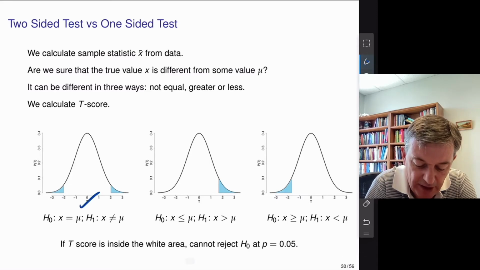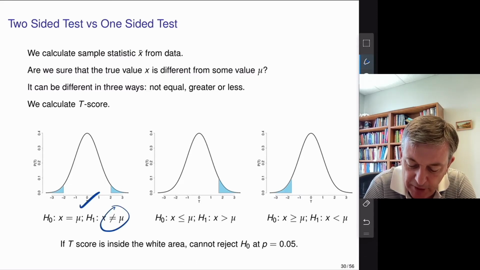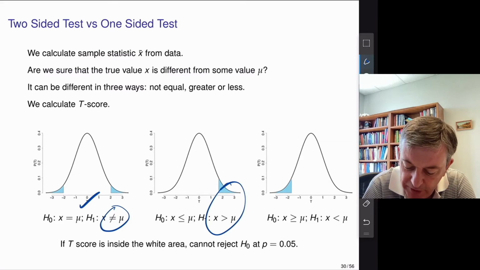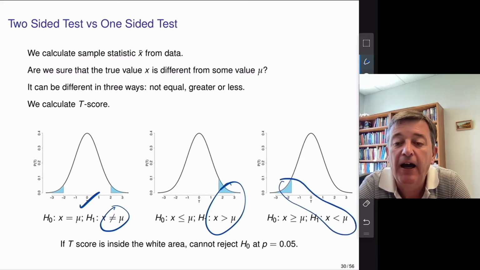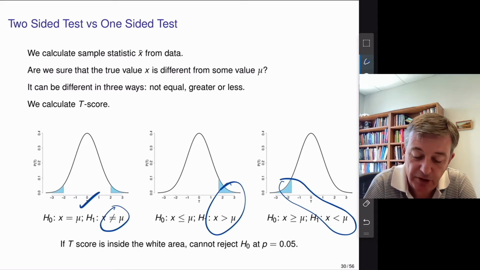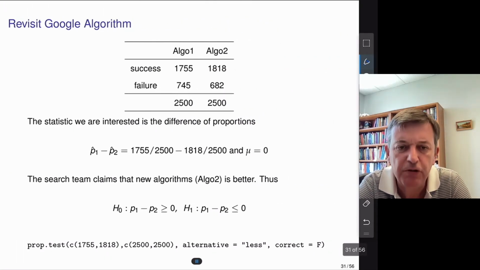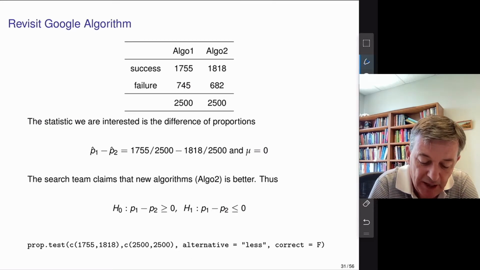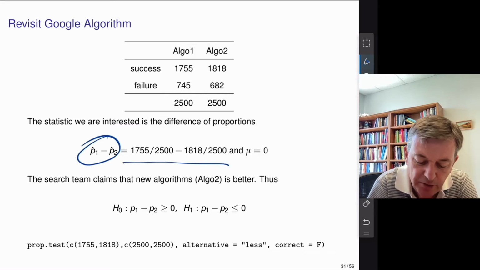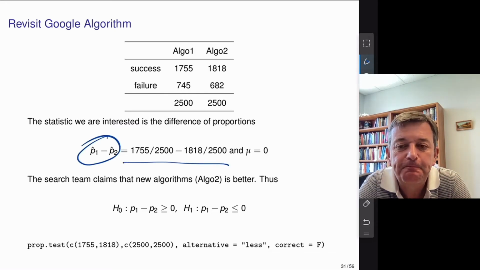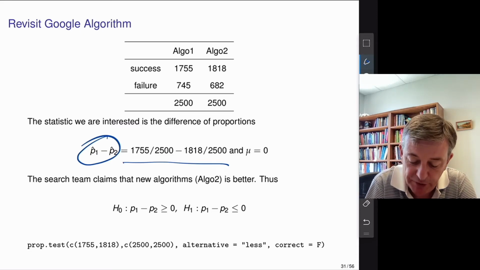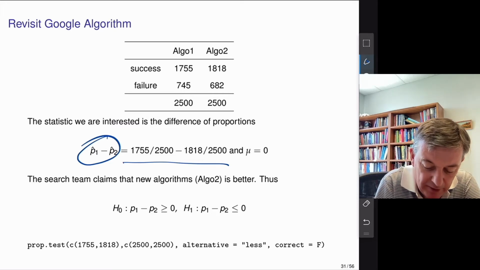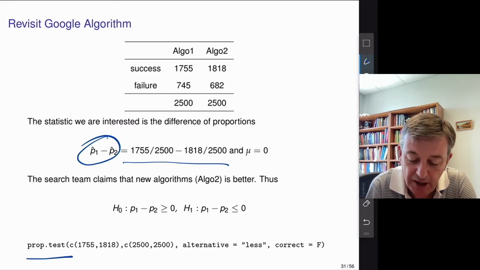So a two-sided test, if x not equal to mu, if x bigger than mu, or if x less than mu. Those are the rejection areas that you would look at. So a quick little revisit of the Google algorithm. Again, instead of the confidence interval, I can do a hypothesis test or an A/B test for the difference of probabilities. And again, the calculation in R is prop.test.